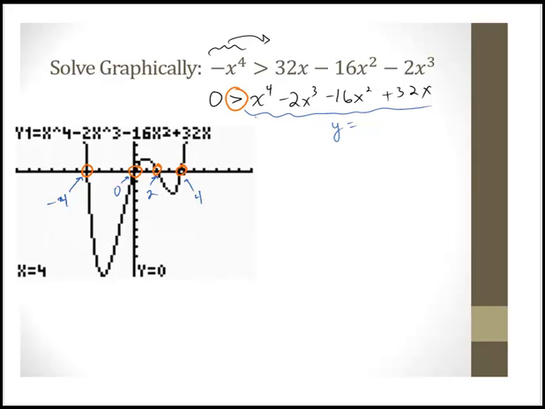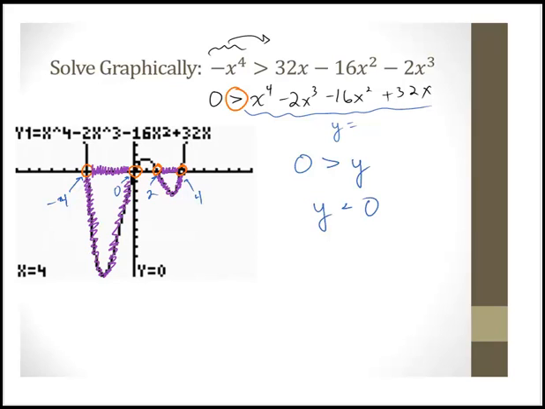Now, if I think about what I've written here, I have 0 is greater than y, so turn that around. I want the y values to be less than 0. So let me shade where the y values are less than 0. These points have y values less than 0, and these points have y values less than 0. And so smashing that to the x-axis, I would have this interval and this interval.